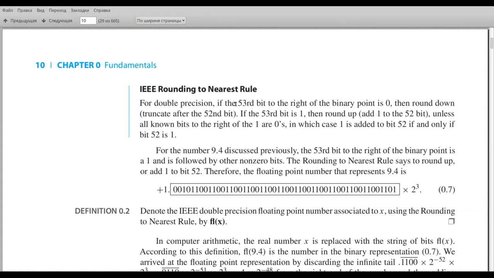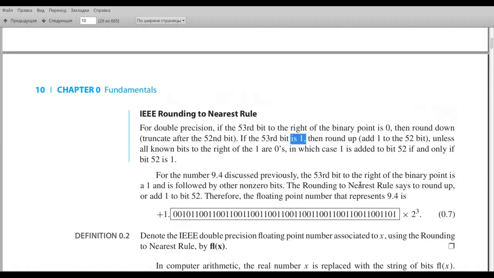So in double precision, the mantissa contains 52 digits, right? If the next digit, which we need to throw away, is 0, then we round down, so essentially truncate everything that goes afterwards. If the 53rd digit is 1, then we round up, adding 1 to the 52nd digit, unless all known bits to the right of the 1 are zeros. In which case 1 is added to bit 52 if and only if bit 52 is 1.